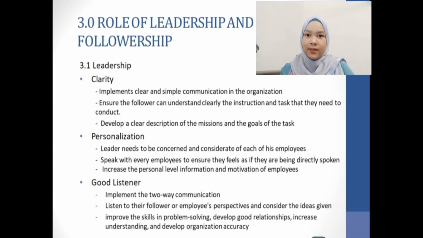This will increase the personal level of information to leaders about his employees and also increase the motivation of employees as they would feel important and directly involved with the organization's missions and goals.